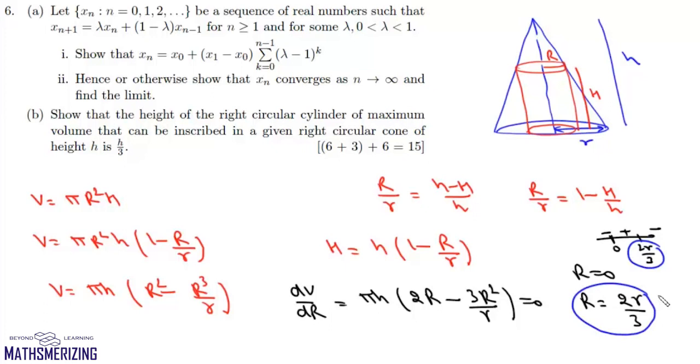Now we need to find the value of capital H. Now we know that capital H is h times (1 minus R by r). So it will be H equals h, and this 1 minus R by r is 2 by 3, which is nothing but h by 3. So the volume of this right circular cylinder will be maximum when its height is h by 3.